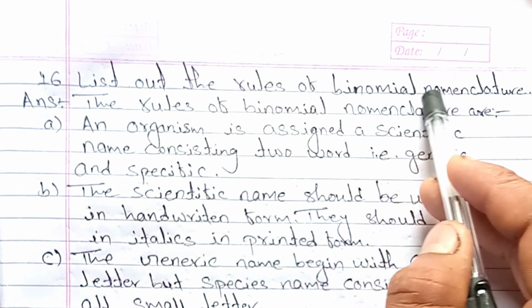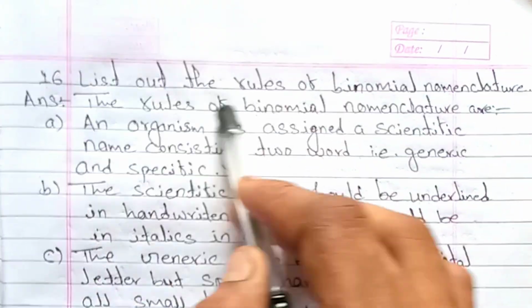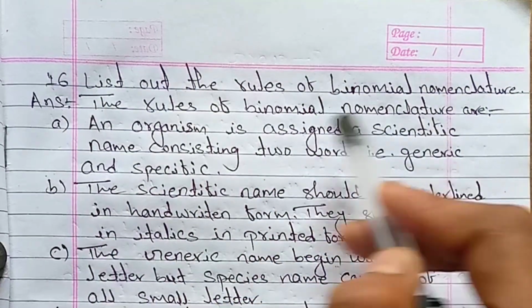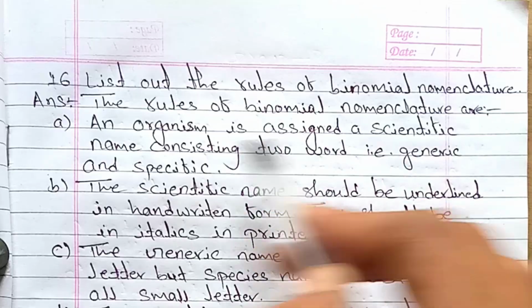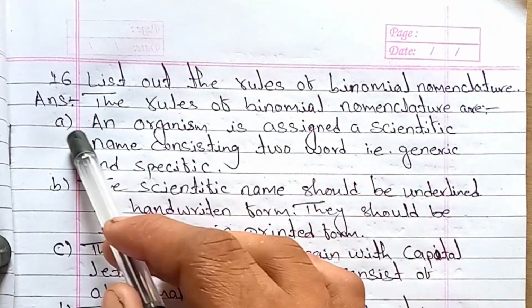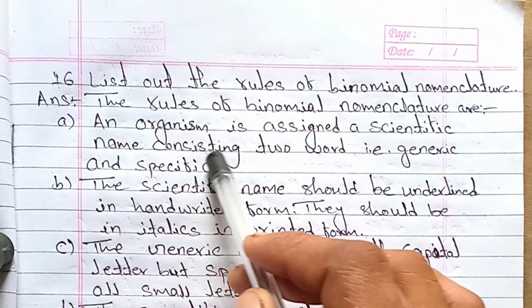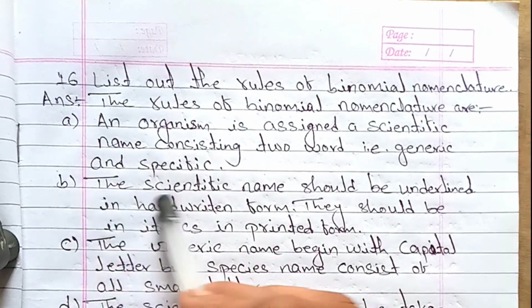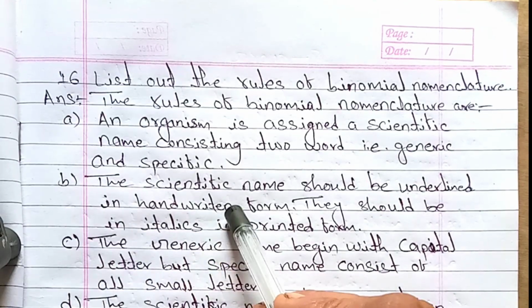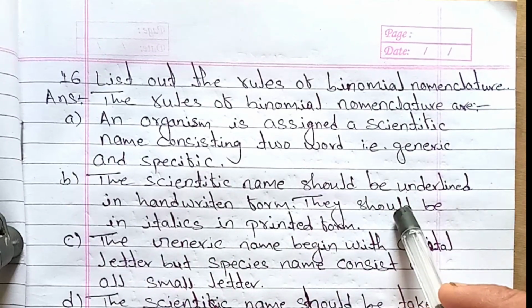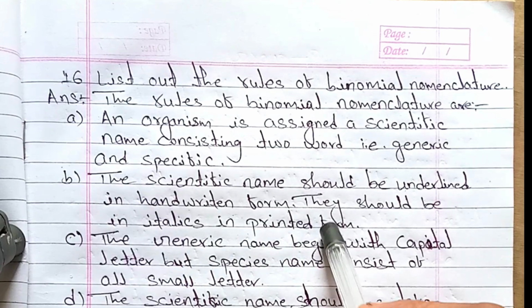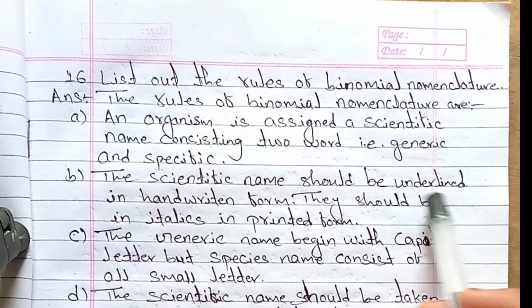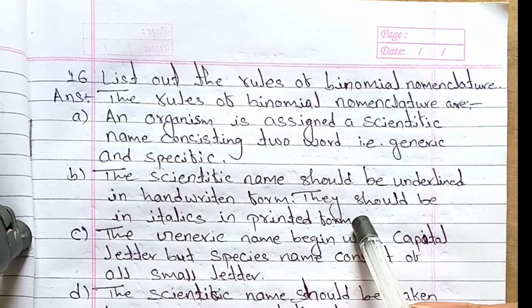List out the rules of binomial nomenclature. Answer: the rules of binomial nomenclature are: Point A, any organism is assigned a scientific name consisting of 2 words, that is, a generic and a specific name. Point B, the scientific name should be underlined in handwritten form. It should be in italics if printed.